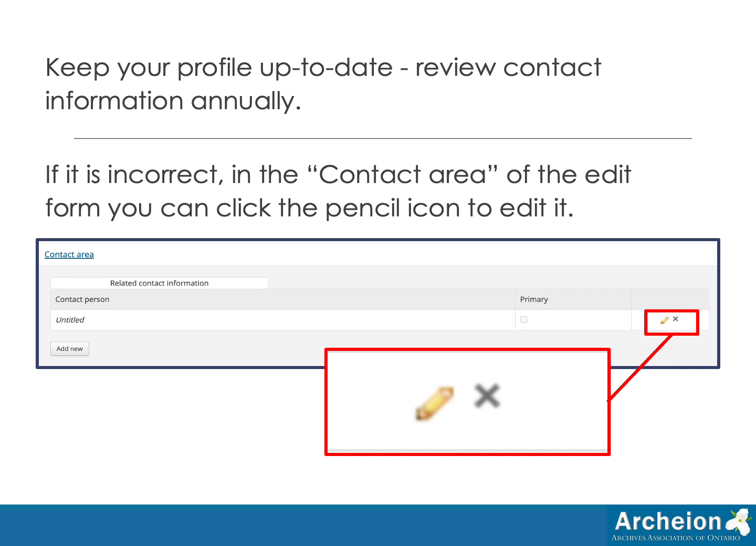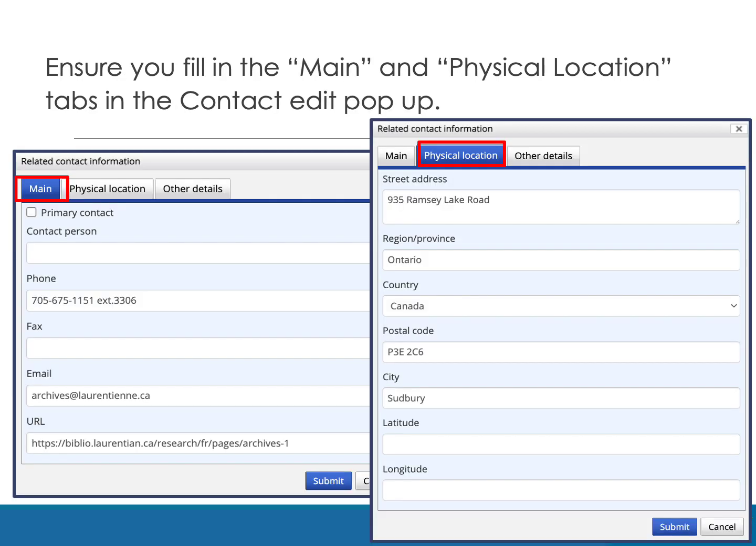It's here in the contact area of the institution profile edit form, where you see this little pencil icon. When you click the pencil icon, this contact edit pop-up will appear, and just remember to update both the main tab and the physical location tab in the contact edit pop-up, and then you just click submit when you are done making your updates. It's super fast.